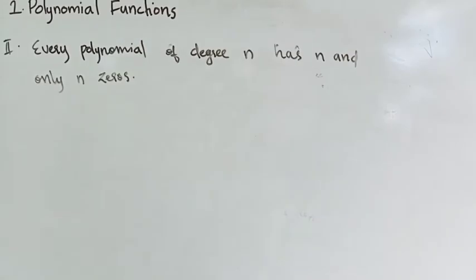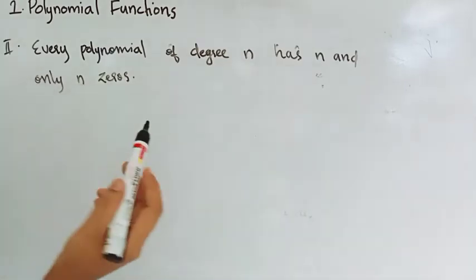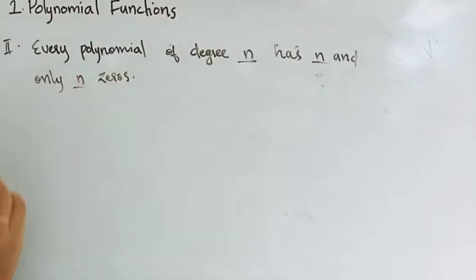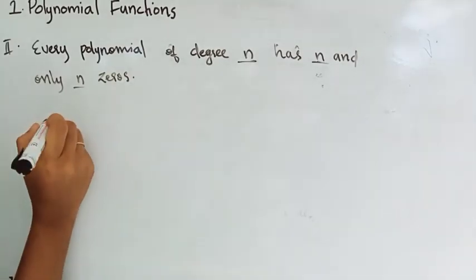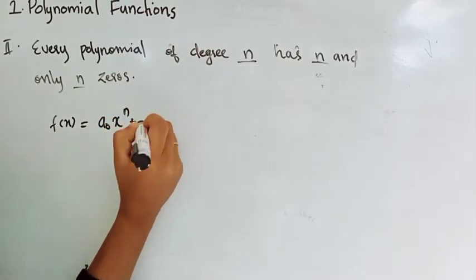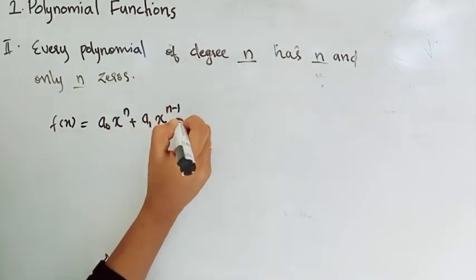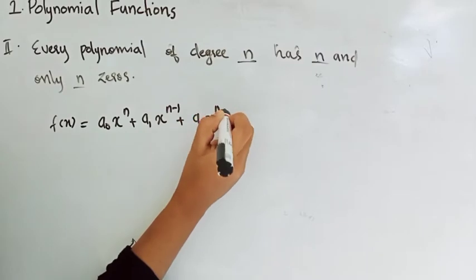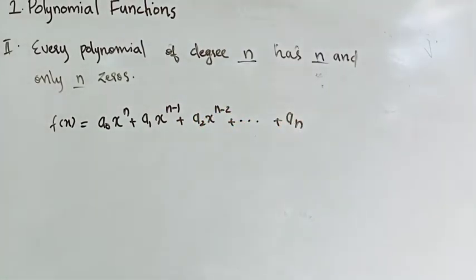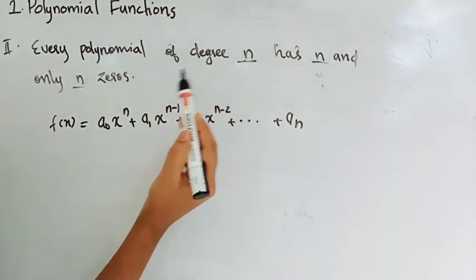Second theorem: every polynomial of degree n has n and only n zeros. We have already discussed the general form of a polynomial function, which is f of x equal to a naught x raised to n plus a1 x raised to n minus 1 plus a2 x raised to n minus 2 plus etc. plus an. For this, we will have only n zeros.